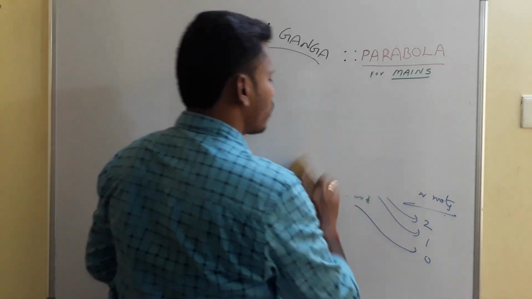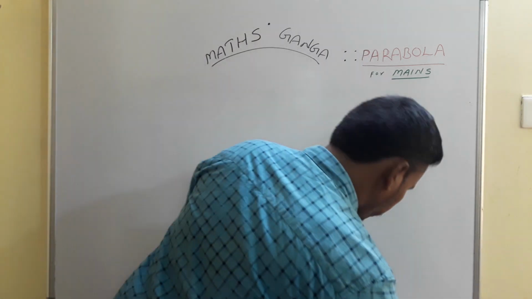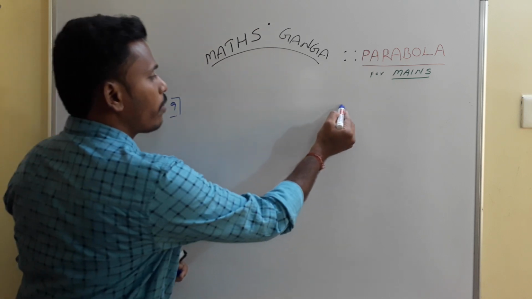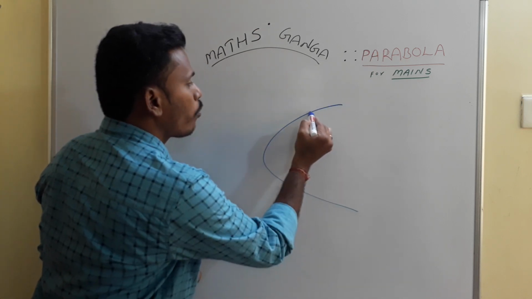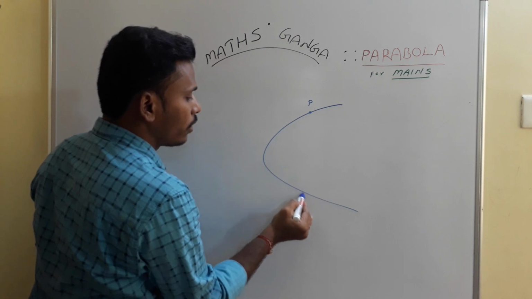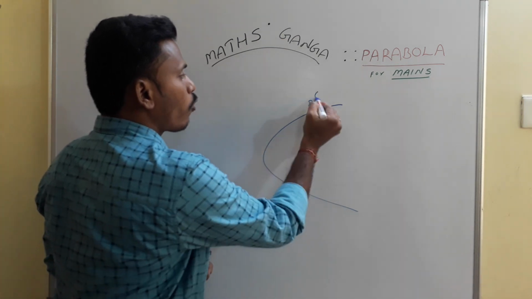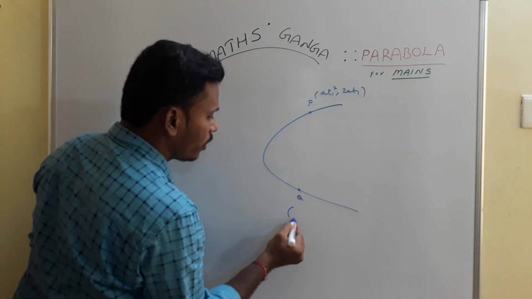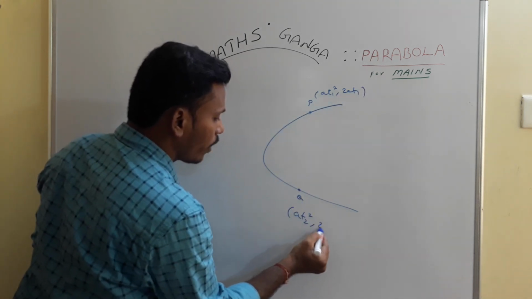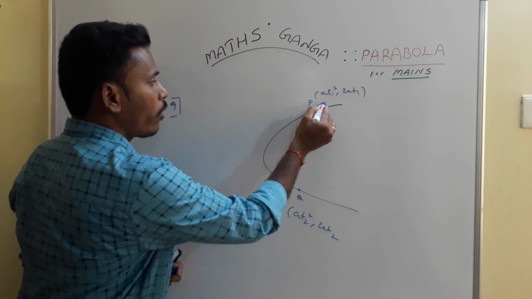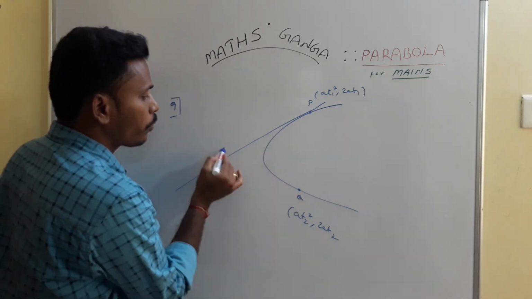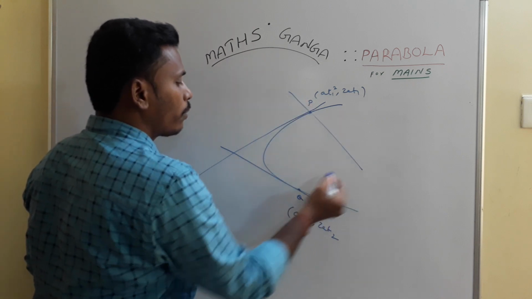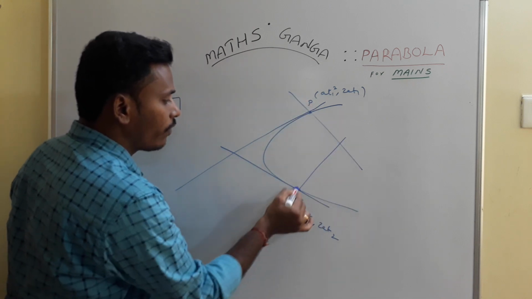After this, I am going for the 9th idea. For the 9th conceptual idea, if you have a parabola and you take any two points on the parabola, like P and Q, where P is at1 squared comma 2at1 and Q is at2 squared comma 2at2. At point P, I have a tangent and at point Q, I have a tangent. Then at point P, I have a normal, and at point Q, I have a normal.